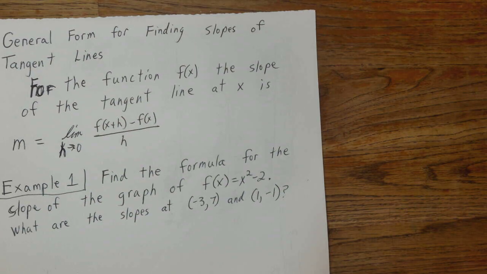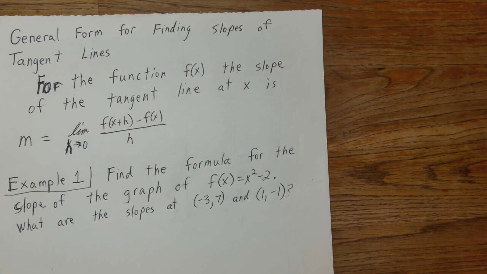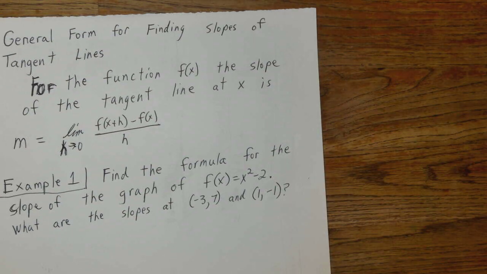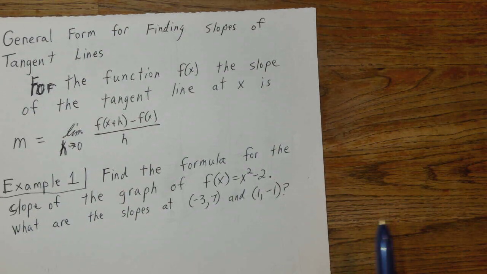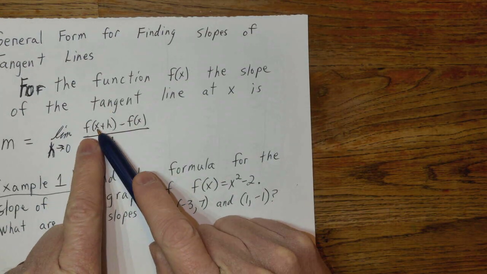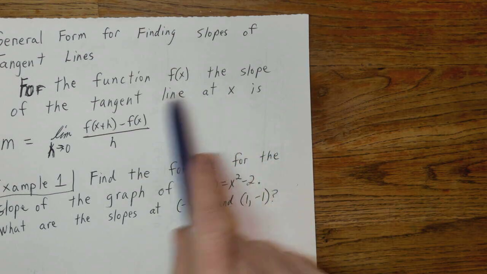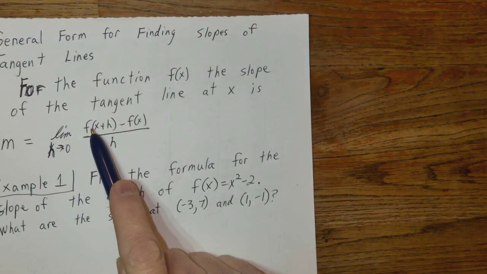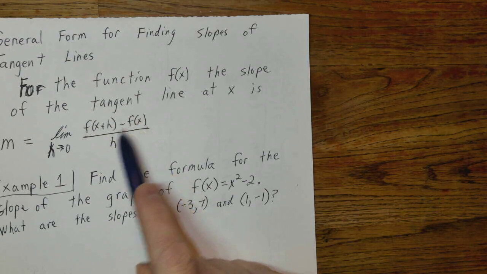Well, hi everyone. We're going to be working with slopes of tangent lines again, but this time it's a more general form. Rather than looking at just one specific point, we'll be able to use it for several points where we get a general form. And it's for the function f of x. The slope of the tangent line at x is m equals the limit as h approaches 0 of f of x plus h minus f of x over h.